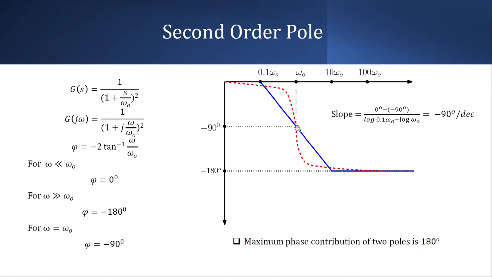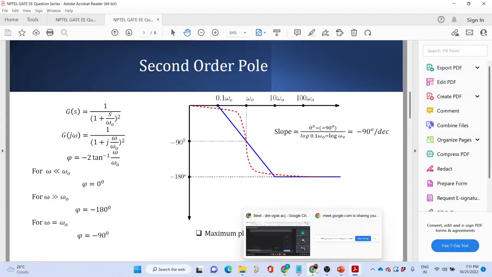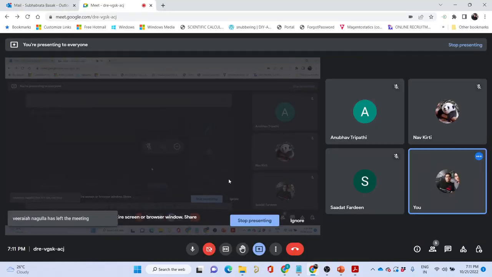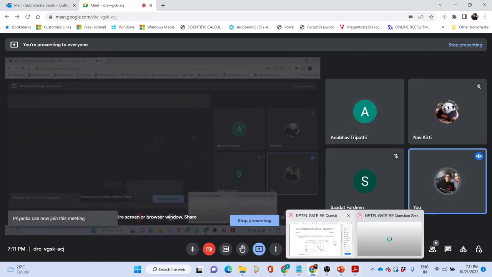What would happen if there is a complex conjugate pole? Anyone from the audience? Anubhav? Yes, sir. What would happen if there is a complex conjugate pole?